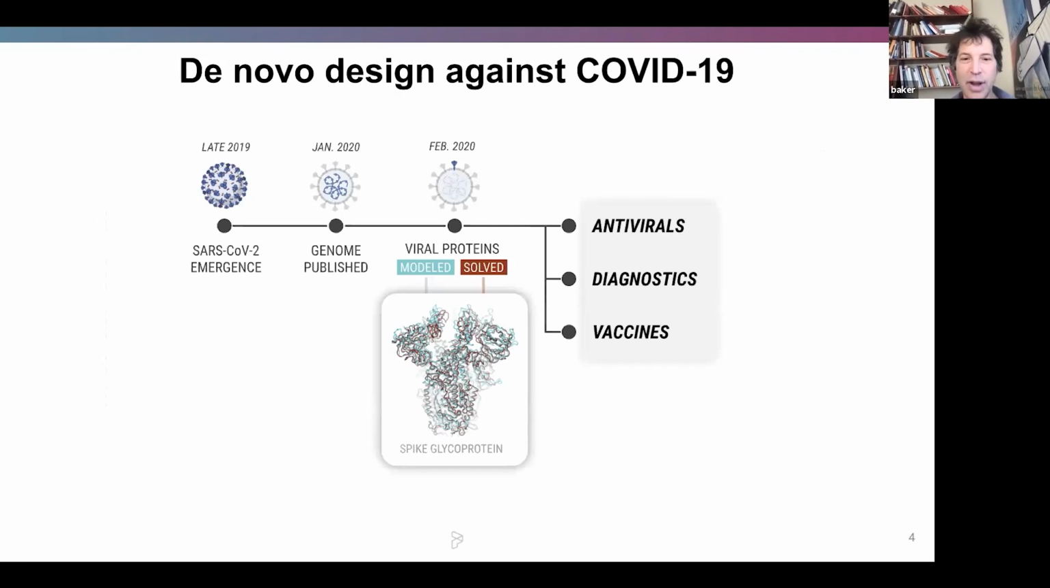So for the last year, obviously, we have been, like the rest of the world, very preoccupied with the coronavirus. And so we used this sort of de novo protein design to design brand new proteins that block the virus from entering cells, that's antivirals, that sense the virus, it's diagnostics, and induce an immune response against the virus.